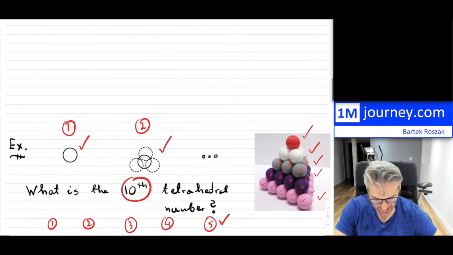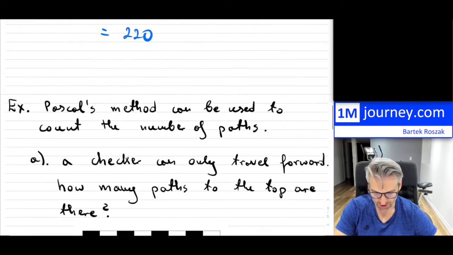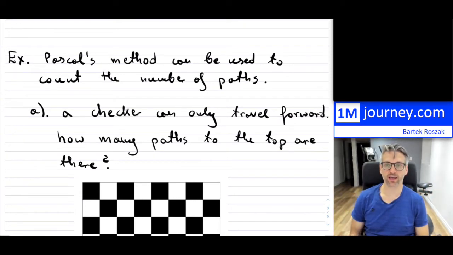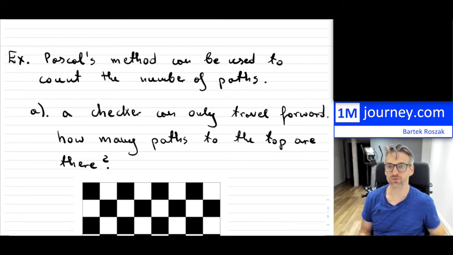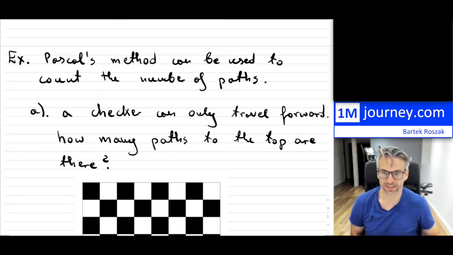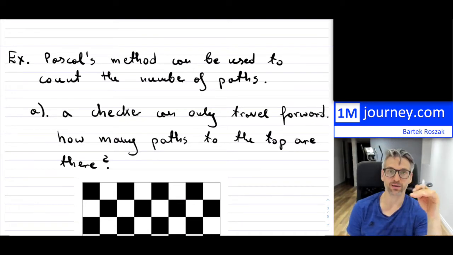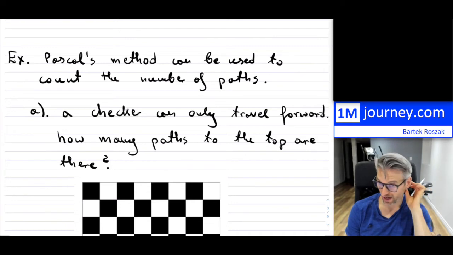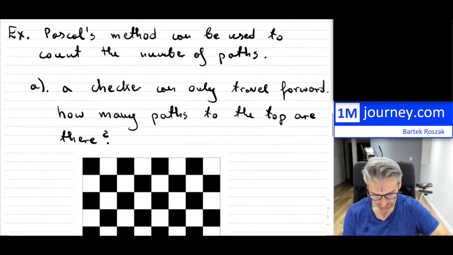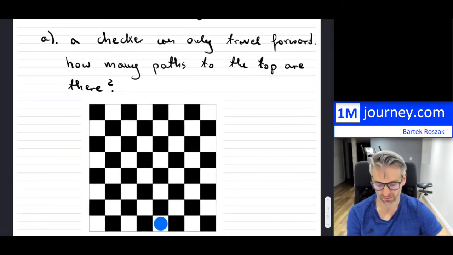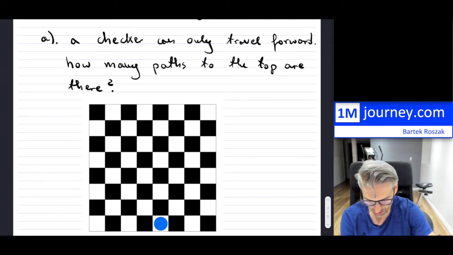So let's take a look at another application of this Pascal's triangle, or at least the method. This method is pretty neat when you start trying to find paths. So using Pascal's method to find the number of paths, I'm going to provide you a couple of examples of what I mean by these paths. So let's say we have a checkerboard, and we want to see how many paths there are all the way to the top. So we want to get all the way either here, here, here, and here.